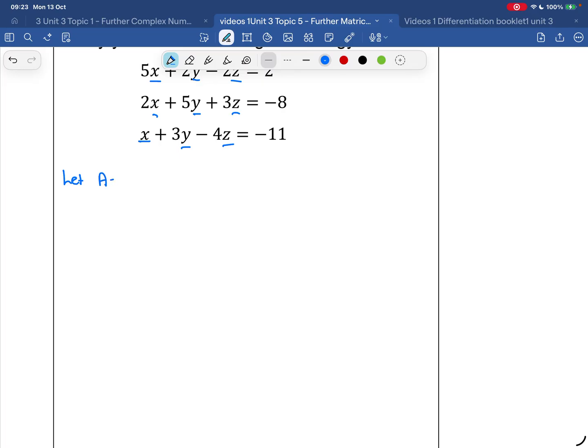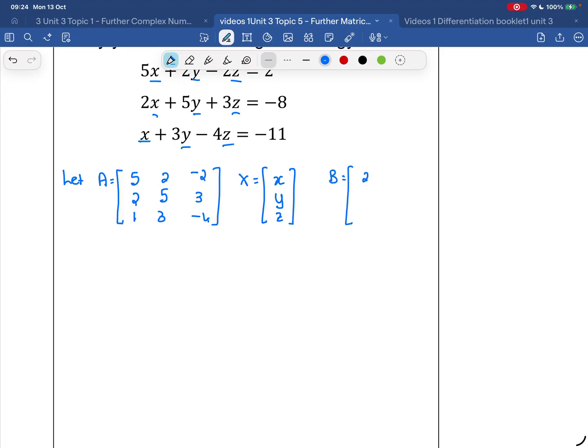We've got A, which will be 5, 2, 1, 2, 5, 3, and -2, 3, -4. Our variables are going to be x, y, and z, and our solution needs to be 2, -8, -11.